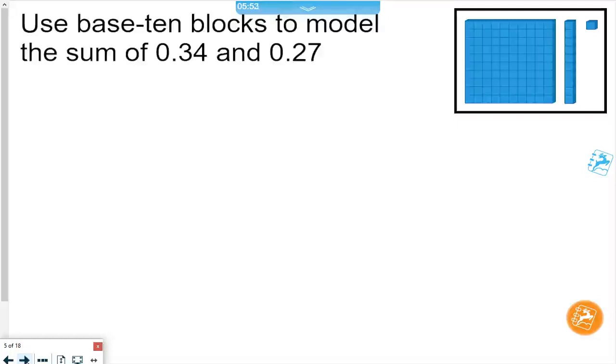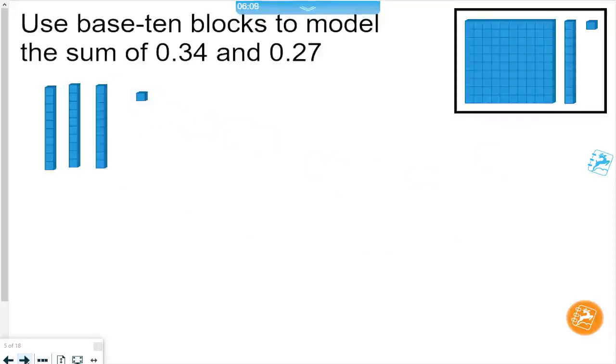Now we're going to check here. We've got: use base 10 blocks to model the sum of 34 hundredths. 1, 2, 3. And I have 4 hundredths. 1, 2, 3. So there's my 34 hundredths. I have 3 tenths and 4 hundredths.